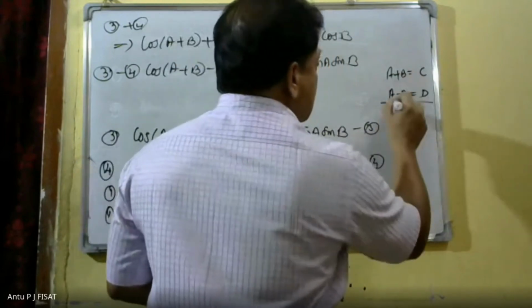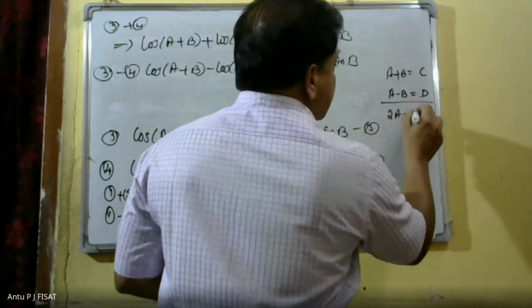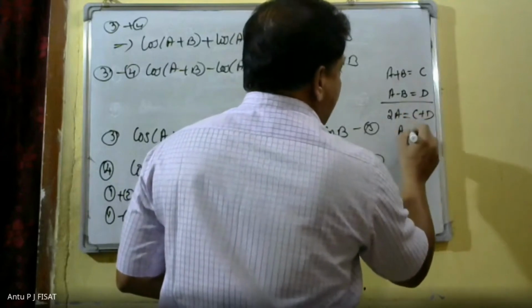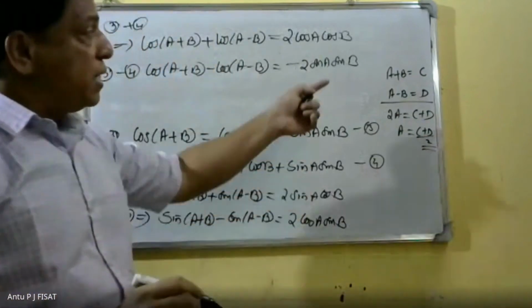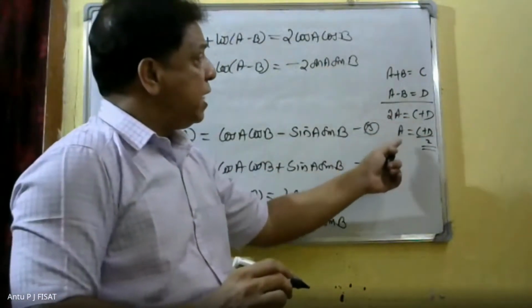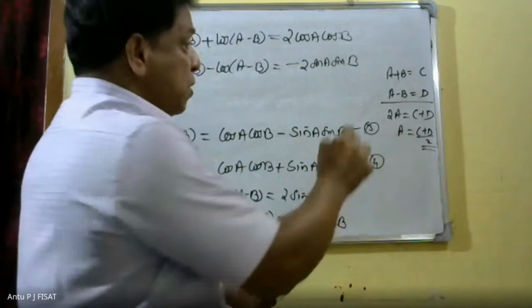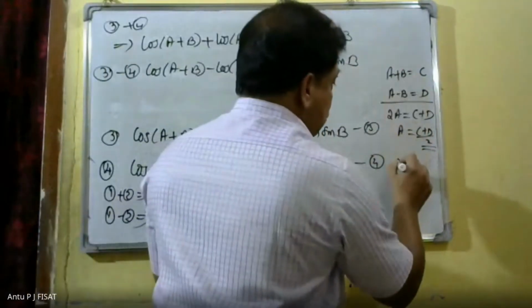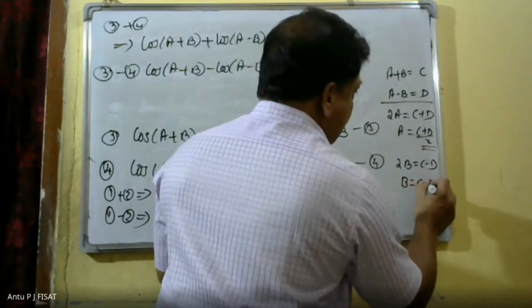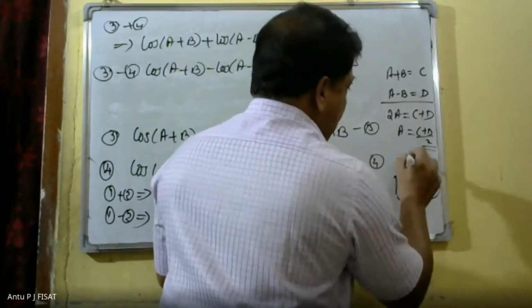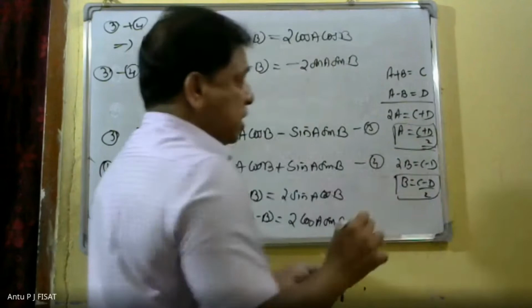Then adding these two, 2A is equal to C plus D. Therefore, A is equal to C plus D by 2. When subtracting, we get 2B is equal to C minus D. Therefore, B is equal to C minus D by 2. A equal to C plus D by 2.